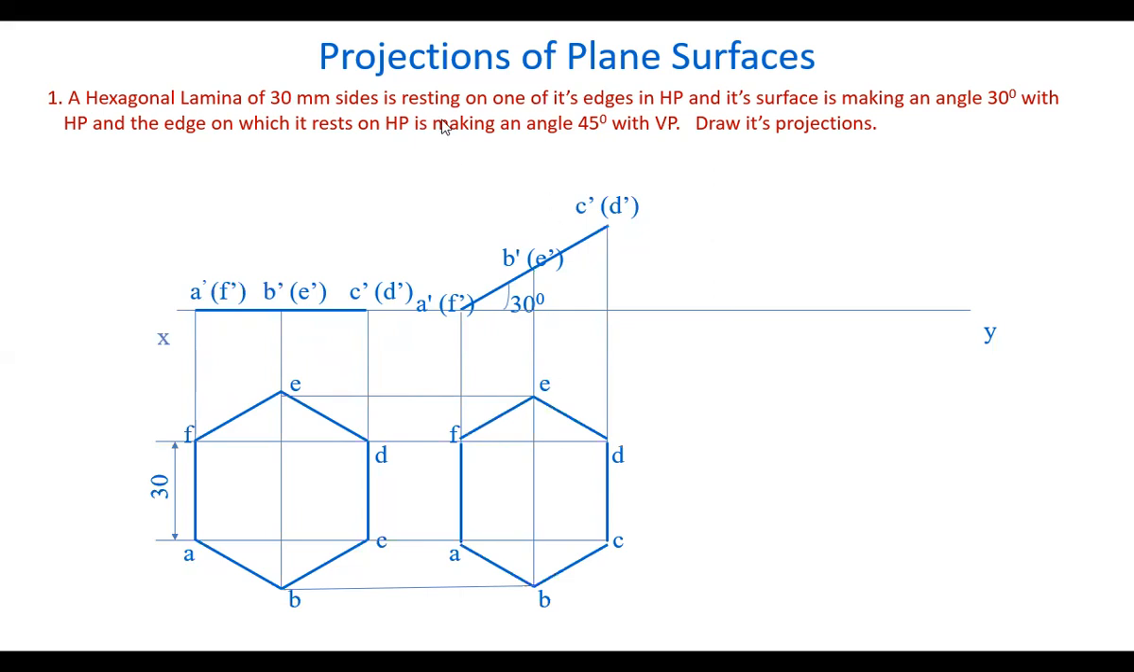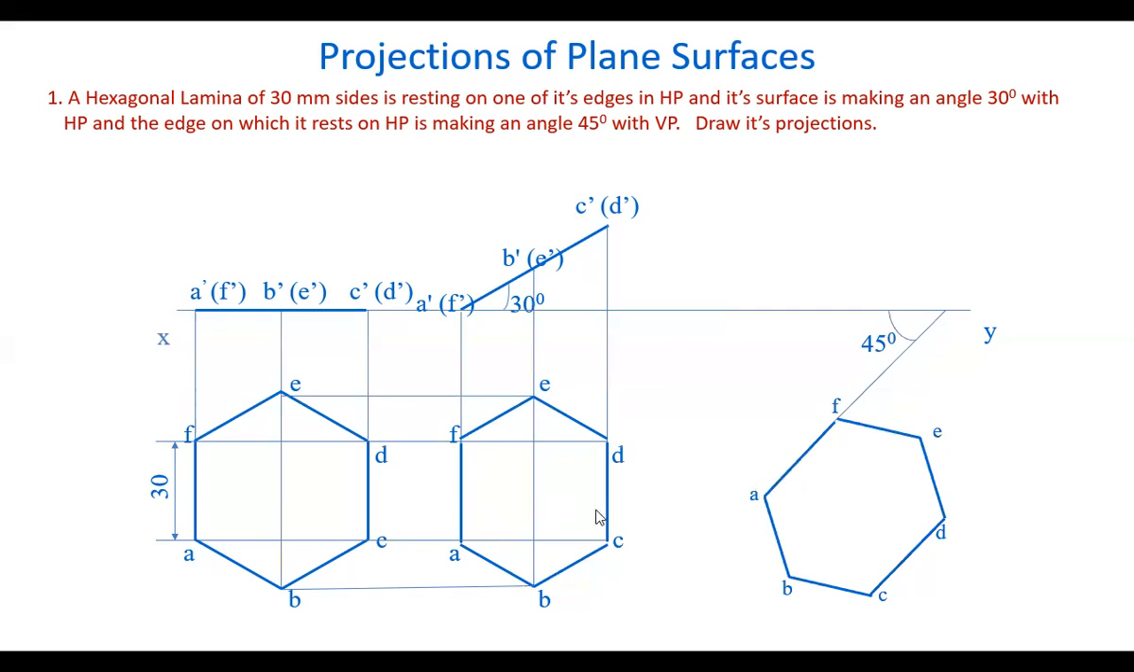Now, here the edge on which it rests on HP, the AF edge, is on the horizontal plane and it is perpendicular to VP. But it should be making an angle of 45 degrees with VP. Now it is actually making 45 degrees to VP. So draw a line here at a 45 degrees angle. On this line, you take this AF edge. So the AF edge is taken on this line.